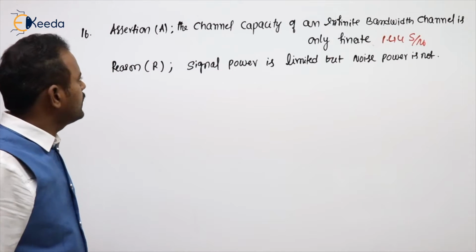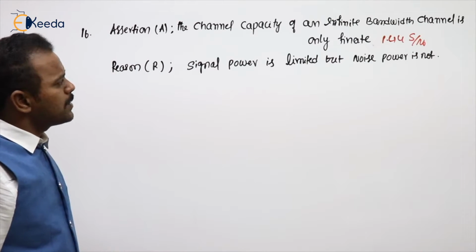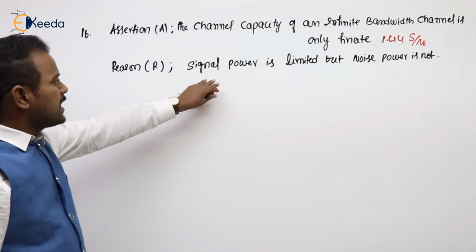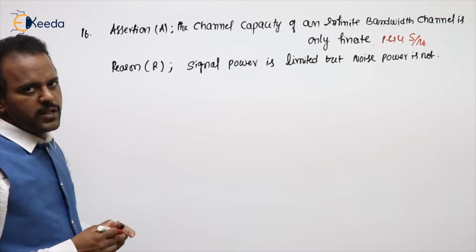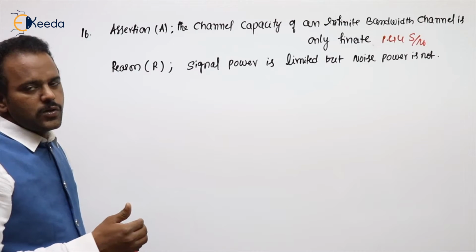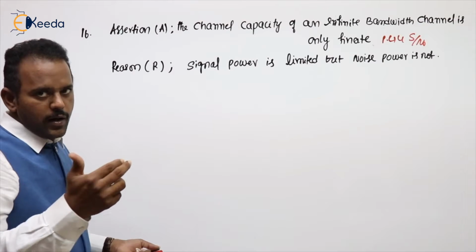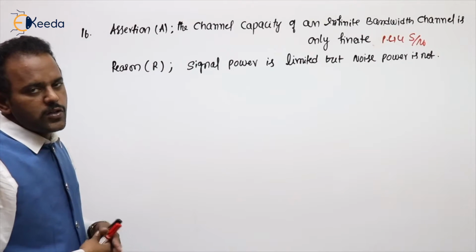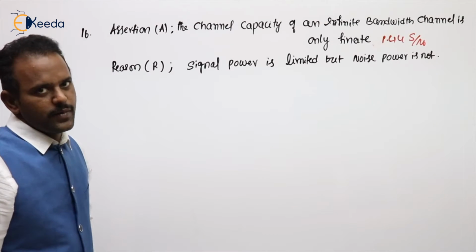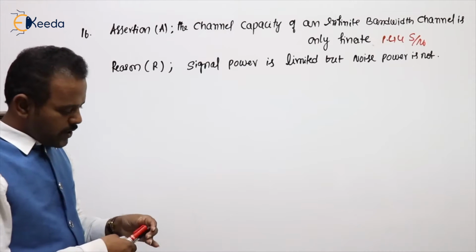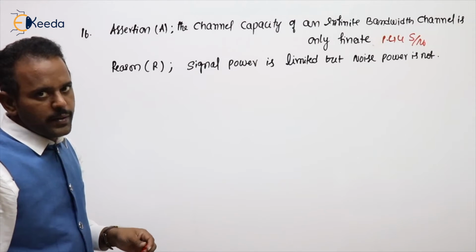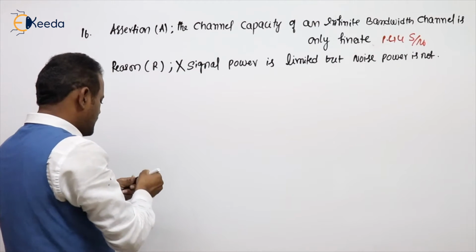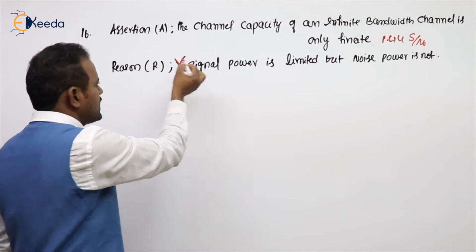The assertion is a correct statement. Reason: signal power is limited but noise power is not. If this statement is true, if noise power is infinity, then S by N will be coming as finite by infinity, so 0. Then 1 plus 0, log 1 is 0. So channel capacity will be coming as 0. But we got the channel capacity as 1.44 S by N naught, which means the second statement does not hold, meaning the reason is not a correct statement.